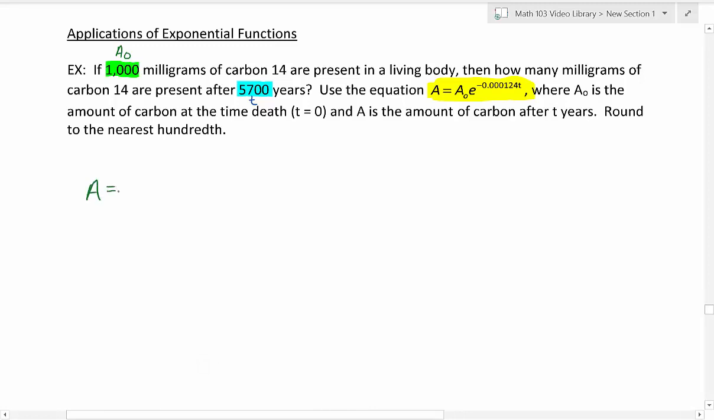So A will be equal to 1,000 times e to the negative 0.000124 times 5,700 power. And we just type this into our calculator. You're going to be using your e to the x button, so make sure that the product in the exponent is in parentheses when typing it in.